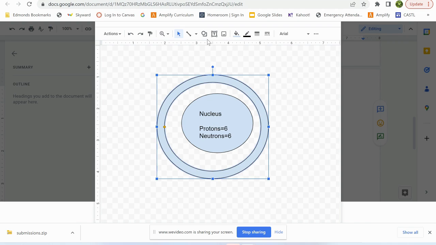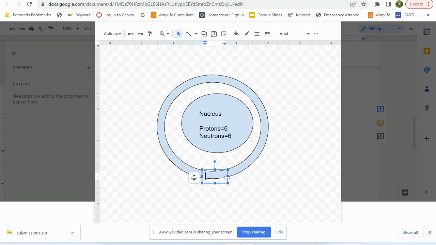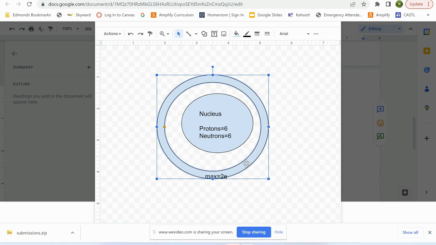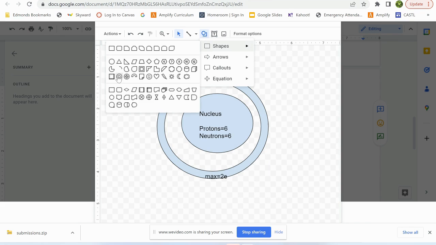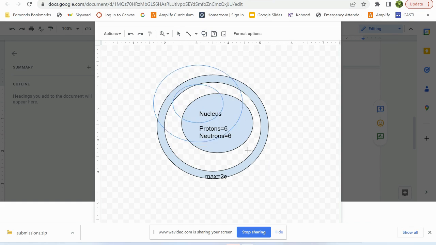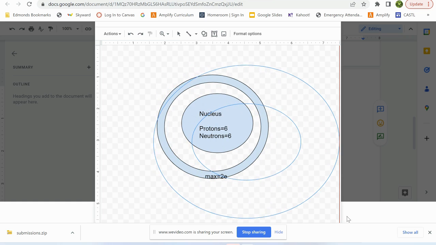I'm going to write that down for you guys in a text box so you can see. This can hold a maximum of 2 electrons. I'm going to group these together so you guys know that. And then let's add in another shell. It's going to be bigger.